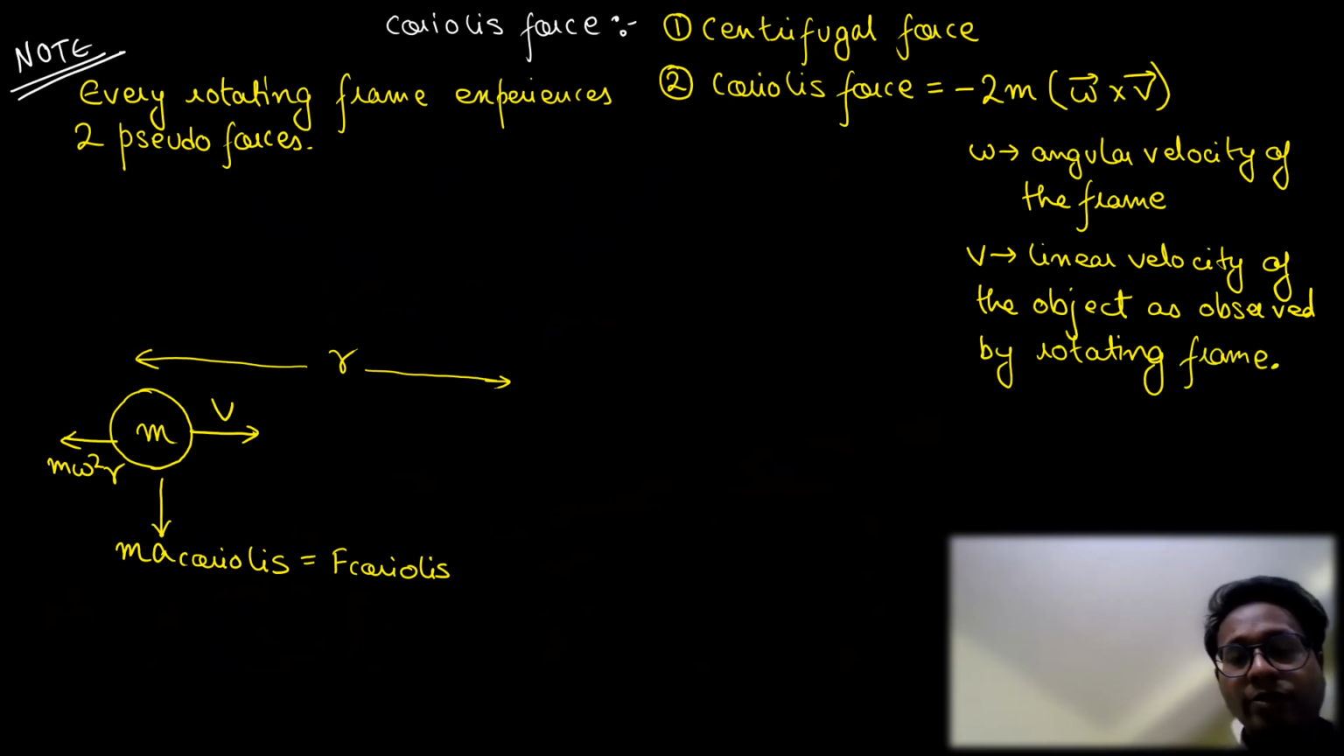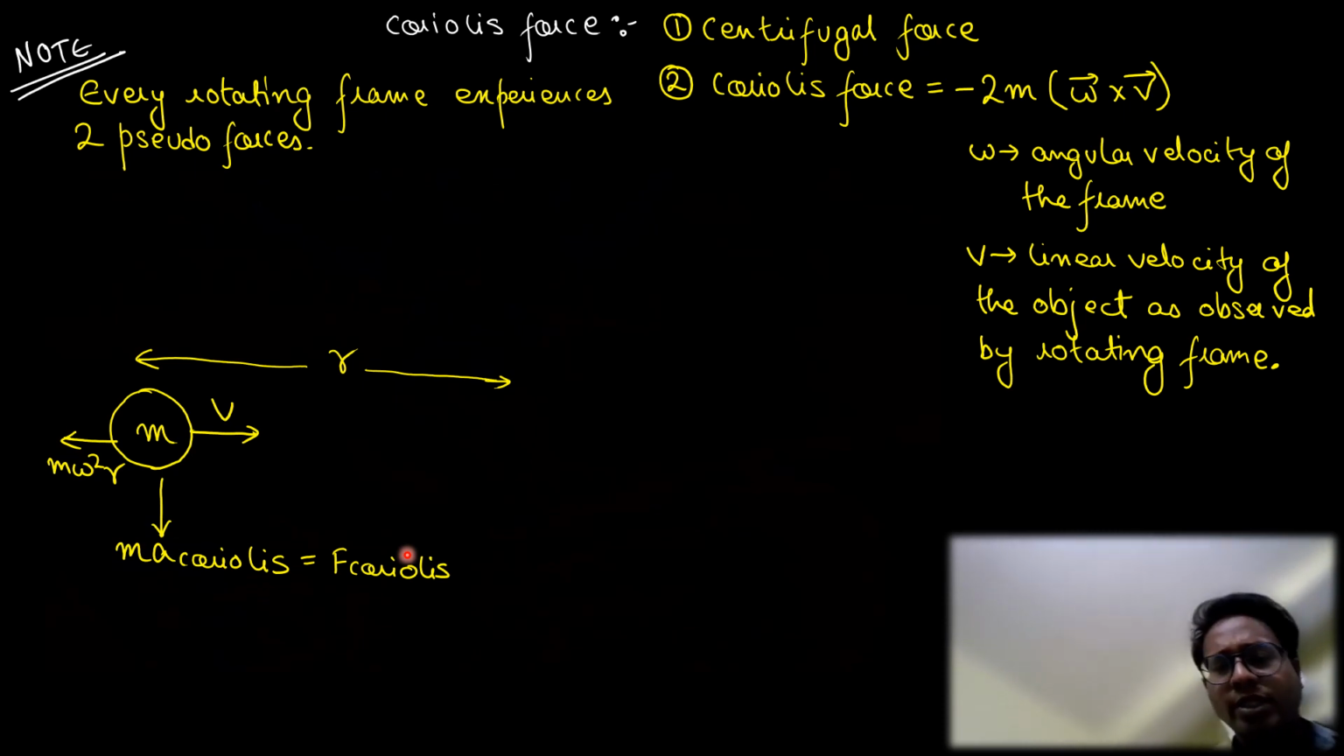So what have I said up till now? Any rotating frame experiences two forces, the centrifugal force and the Coriolis force. Centrifugal force you already know, m omega square r, and Coriolis force would be minus 2 m omega cross v.